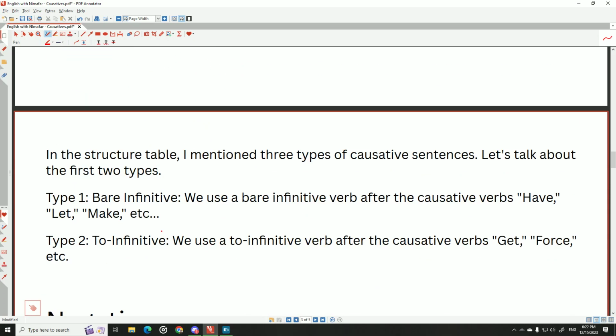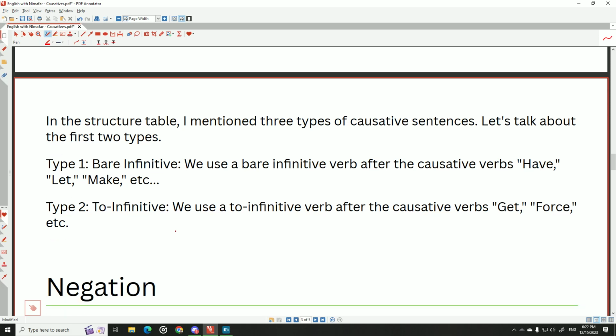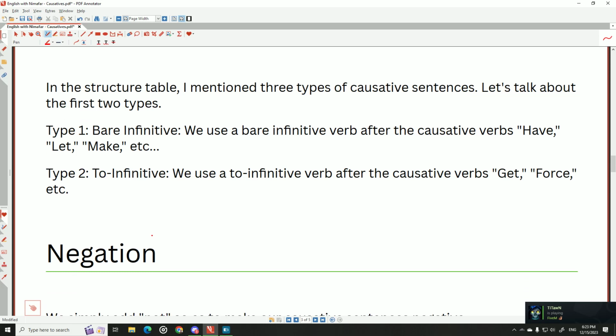So in the structure table, I mentioned 3 types. Let's talk about the first 2 types. Bare infinitive. We use a bare infinitive after the causative verbs have, let, make. Very simple. We use to infinitive after get or force.